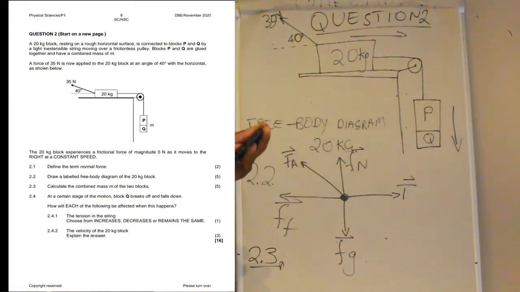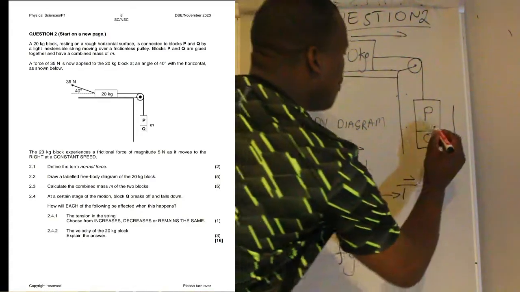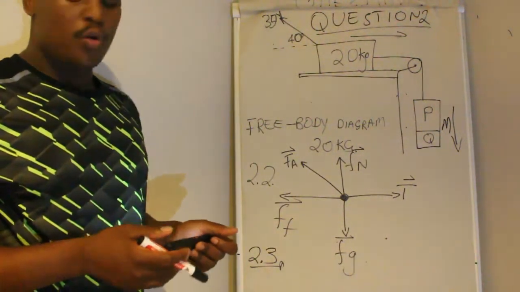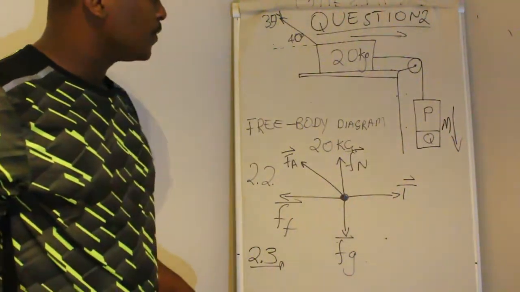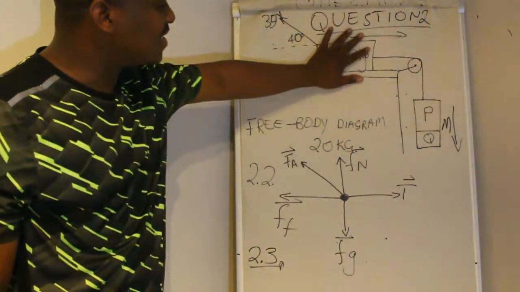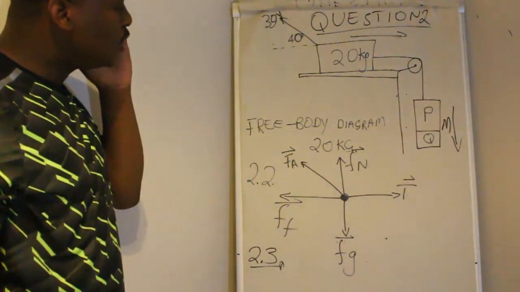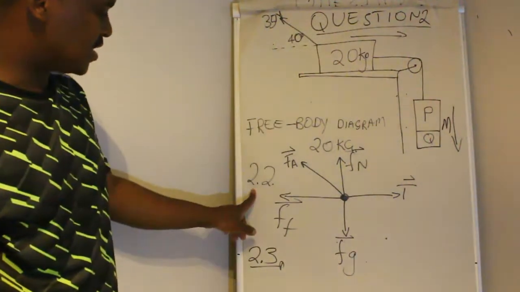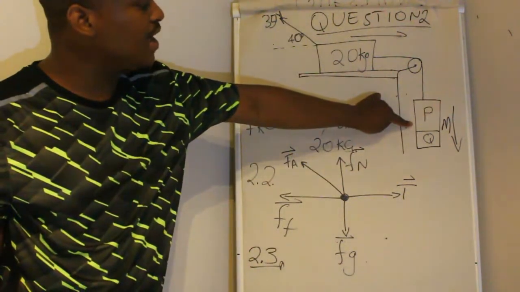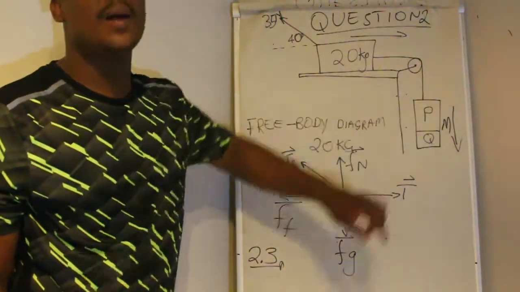Question 2.3. Calculate the combined mass of the two blocks. So they want us to calculate the combined mass of blocks P and Q. To perform these calculations, you need to know the free body diagrams of this and that. We do have a free body diagram for this one. The next thing you should do is find the free body diagram of blocks P and Q, which is M. So what you should do first is draw the free body diagram of P and Q.